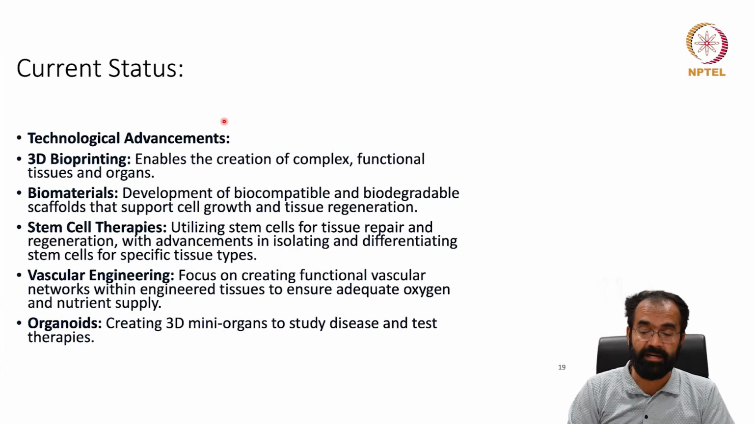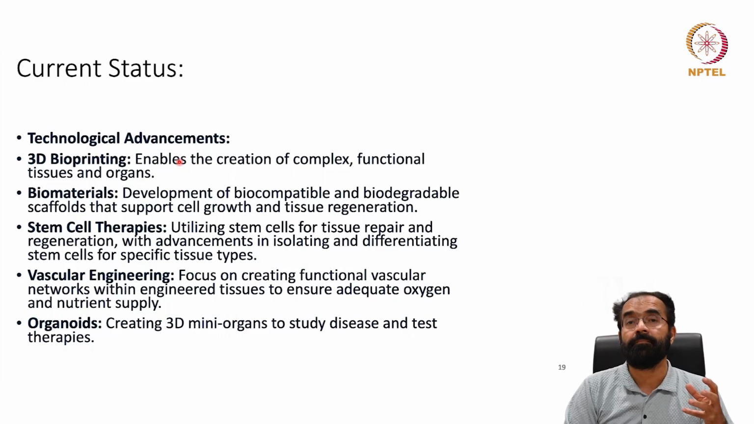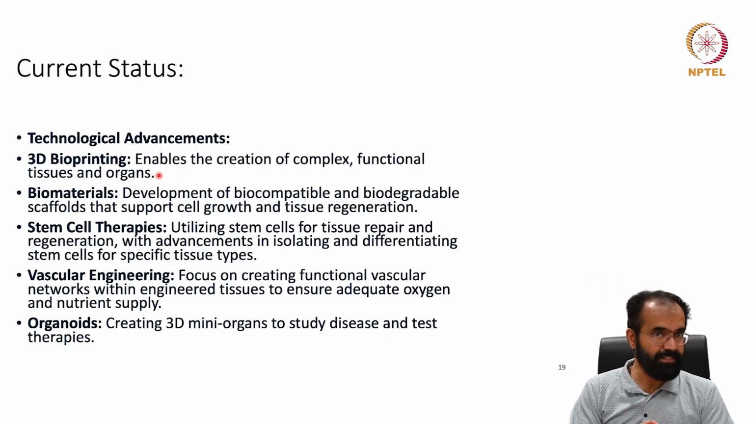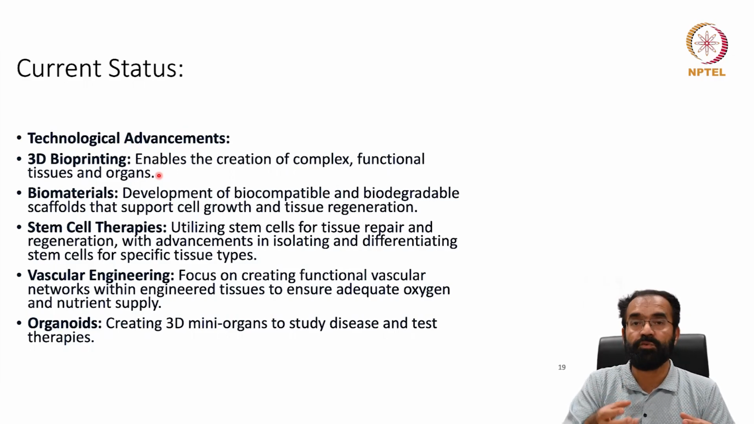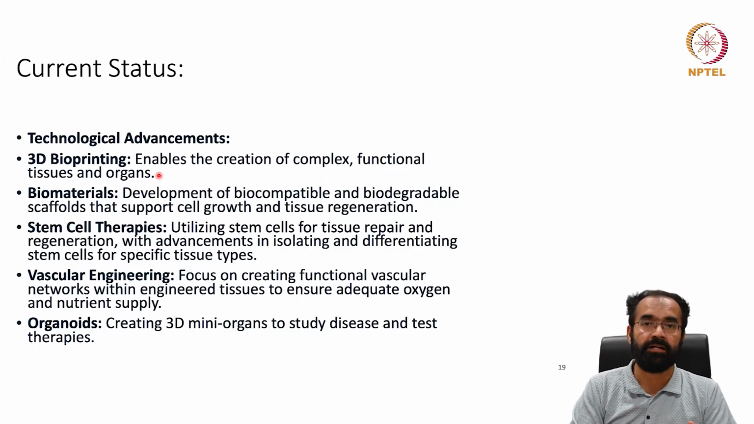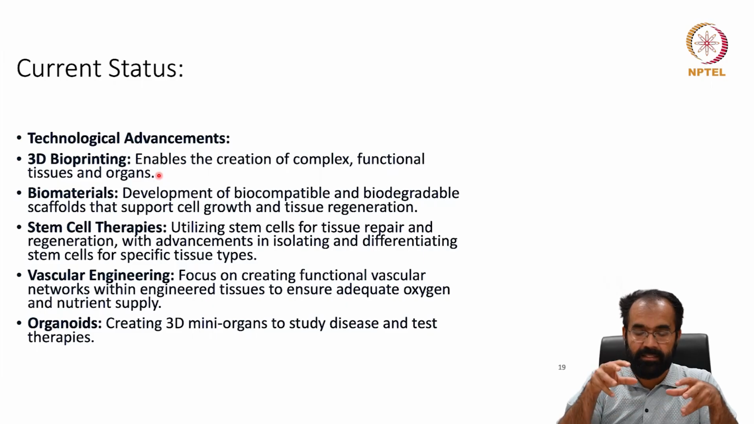Let us see what is the current status. The current status of tissue engineering is the technological advancement. Where do we stand? That is 3D bioprinting, which enables the creation of complex functional tissues and organs. So as of now, what scientists are doing is, instead of using the ink in a printer, you can use the cells acting like an ink or a cartridge in a printer, and they will print, and you can scan the internal organ.